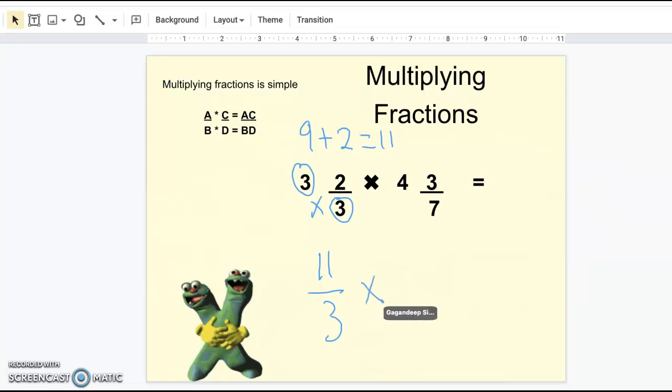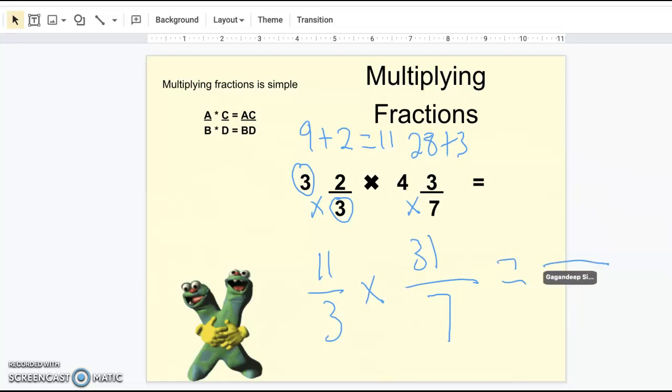Now we're going to go ahead and multiply that by 4 and 3/7. Now we got to obviously convert that one as well. So I'll multiply 4 by 7 first, 28. And I'll add my numerator. So I got 31. And then remember, the denominator does not change.